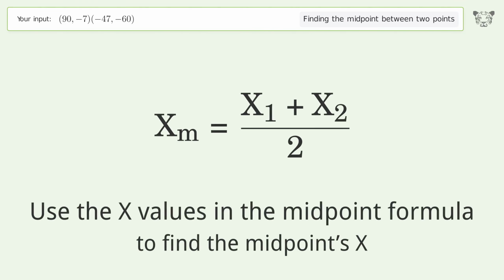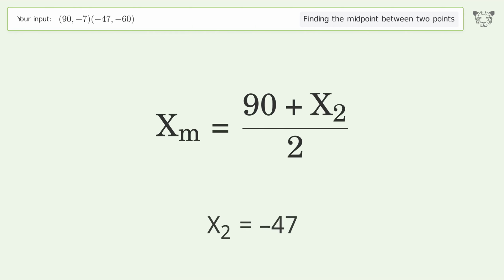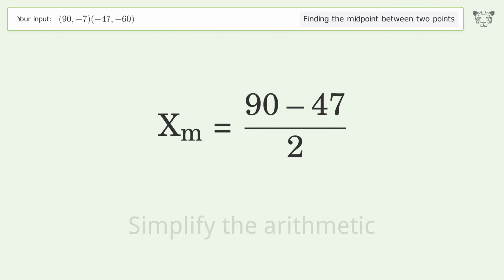Use the x values in the midpoint formula to find the midpoint's x. x1 equals 90. x2 equals negative 47. Simplify the arithmetic.